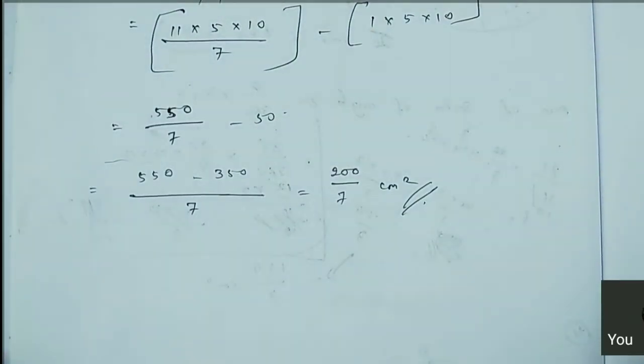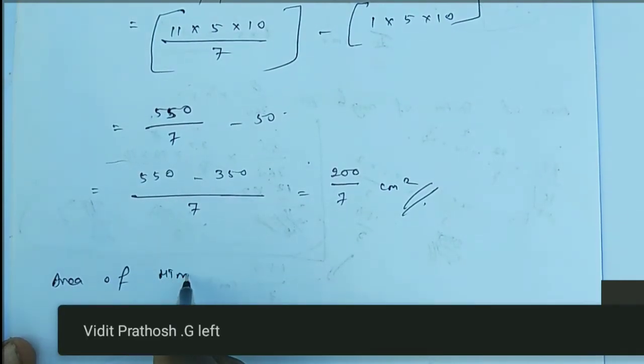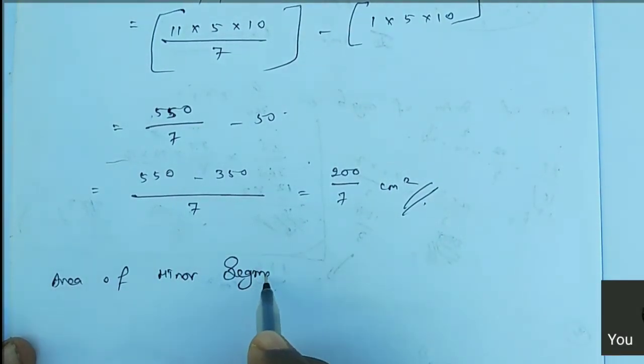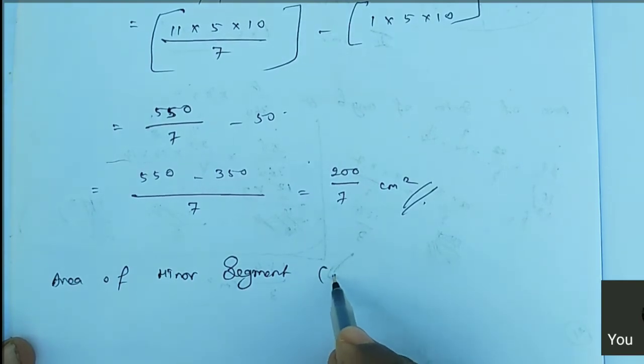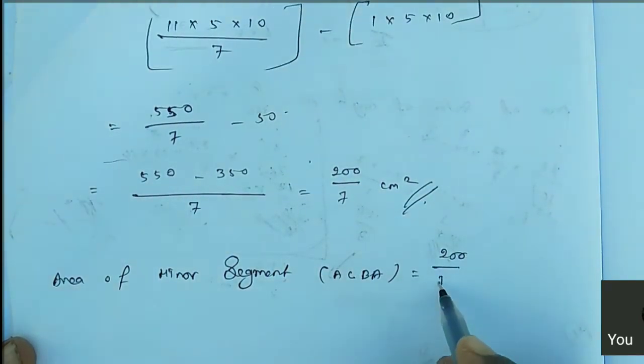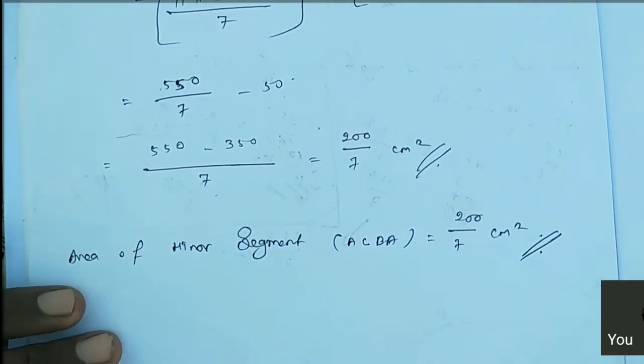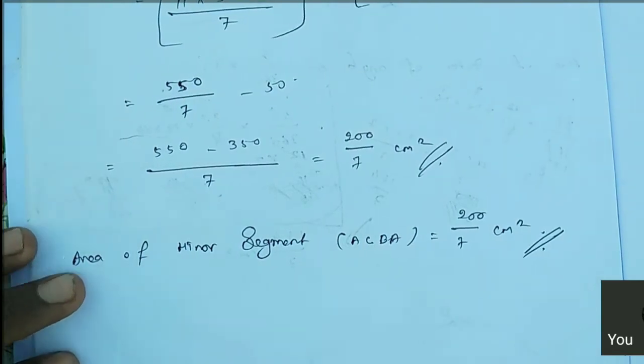That is more important. So the area of the minor segment ACPA is equal to 200 by 7 centimeter square. If you want to convert to decimal, you can convert it, no problem. Clear?